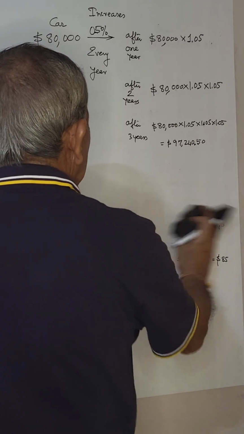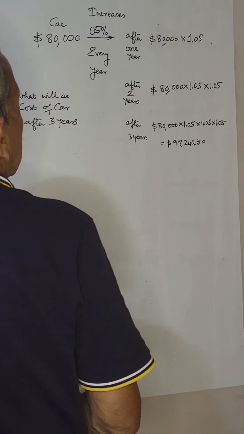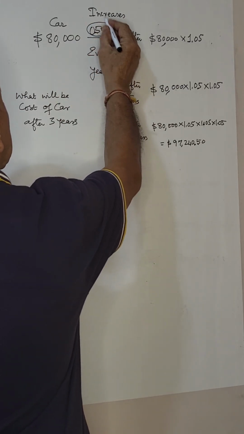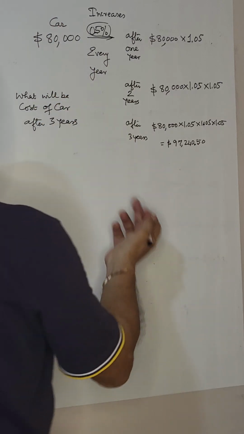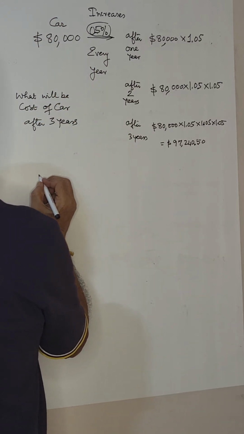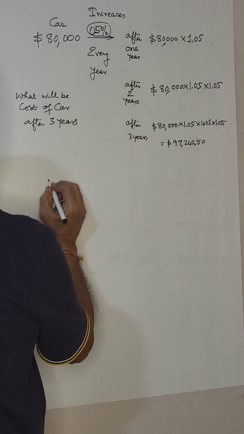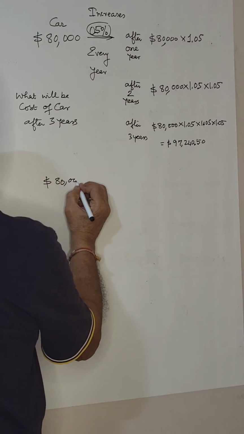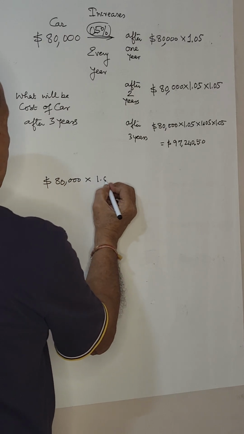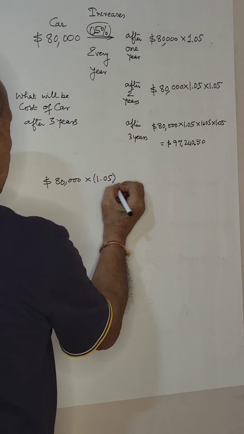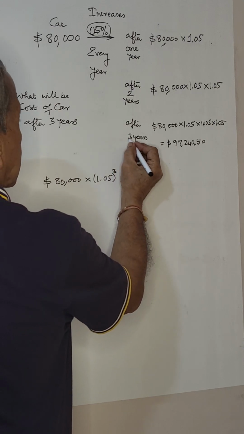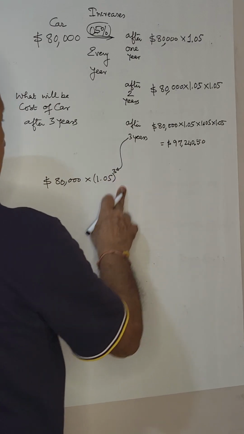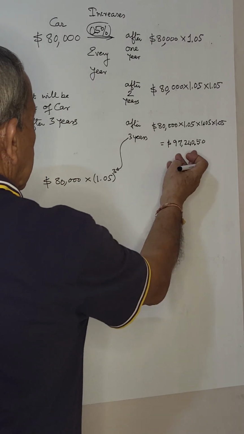So if the increment is the same percent in every year, if the increase in cost is 5% every year, you can write straight away the cost after 3 years. It will be the initial cost 80,000 multiplied by 1.05 to the power 3. If it is after 3 years, write 3 here. If it is after 4 years, then write 4 here. And then calculate. You will get the same thing.